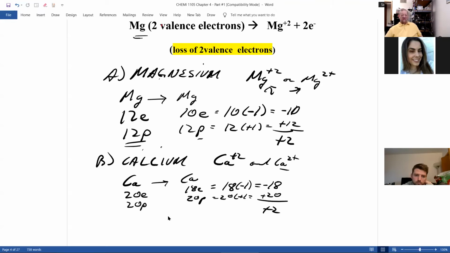And you can draw it either way. I like this way. And that's what ion calcium forms, a +2.